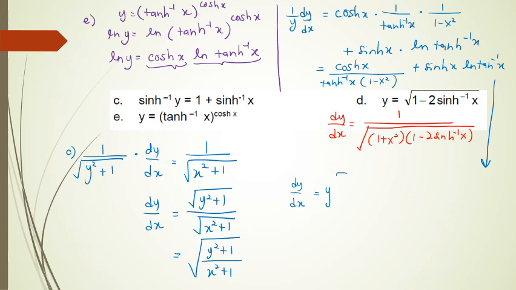I continue below, so dy dx is equal to y times all the right hand side: cos hyperbolic x over tangent hyperbolic inverse x times 1 minus x square, plus sine hyperbolic x ln tangent inverse x. So this is the answer.